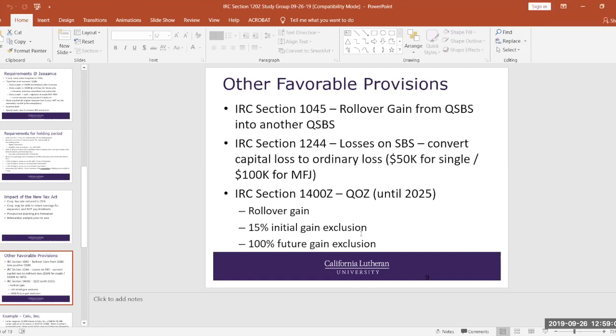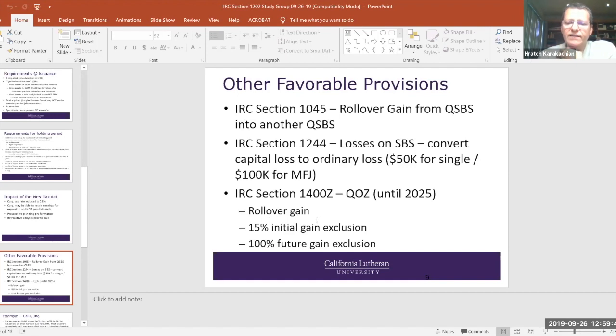Right. And then there's section 1400, the opportunity zones. The opportunity zones have a longer period of time where the gain could be rolled over. It's 180 days. There's a 15% initial gain exclusion, but to get the entire 15%, the investment has to be made by the end of this year, by the end of December. Otherwise, that 10% goes away, so only 5% could be excluded.